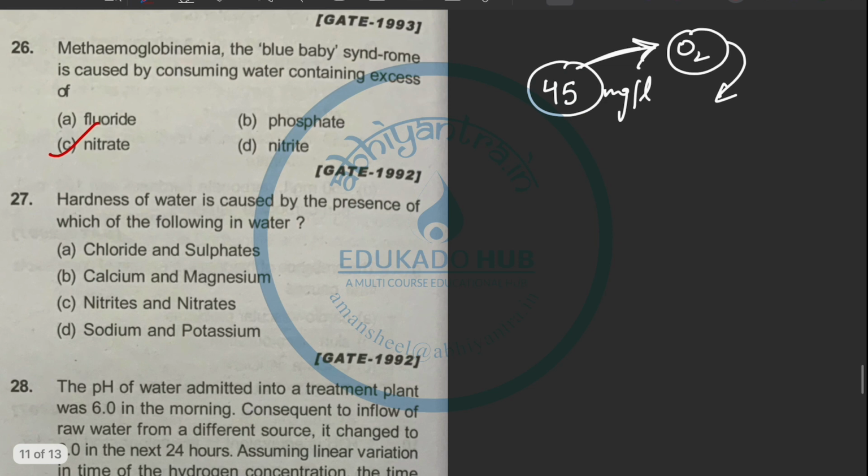Next is hardness of water is caused by the presence of which of the following in water? Hardness. As we know, hardness is caused by calcium and magnesium ions inside the water. So the option will be option B.